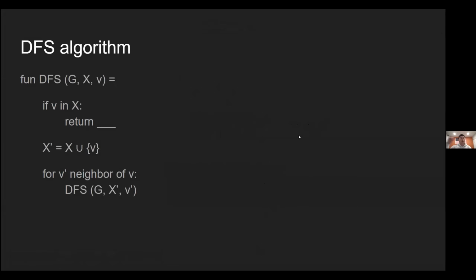So this is the basic DFS algorithm, just a quick review. My pseudocode maybe looks a little different than the other ones, but this is what I wrote up. Remember, we have the graph, the set of nodes that we've seen, and a current node. If the node is in the set of nodes that we've seen, we return some value depending on what we want to use DFS for. We add it to the nodes that we've seen, and then we continue DFS iterating over all the neighbors of V with the new set and the new nodes.